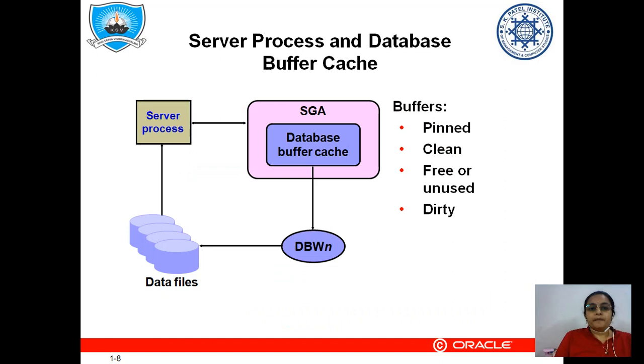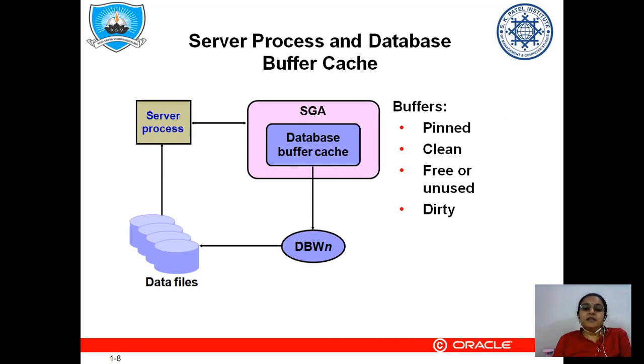Let's proceed. Now let's understand how exactly this database buffer cache is written into the database files, which are the actual storage device. This diagram depicts the flow whenever a user requests anything through a server process. The server process communicates with the instance, that is the SGA, and the SGA consists of the database buffer cache. Each memory block in this database buffer cache has flag variables like pinned, clean, free or unused, dirty. So these are the flags.